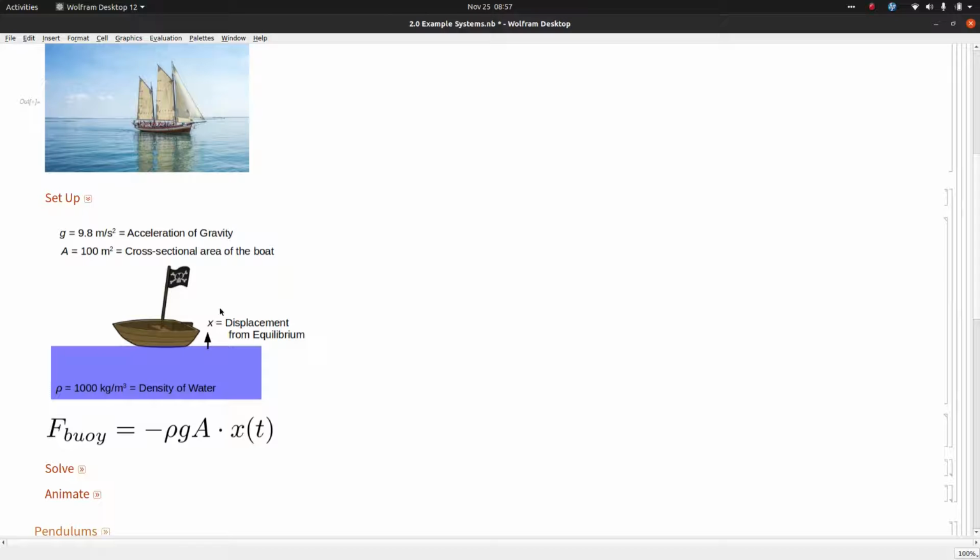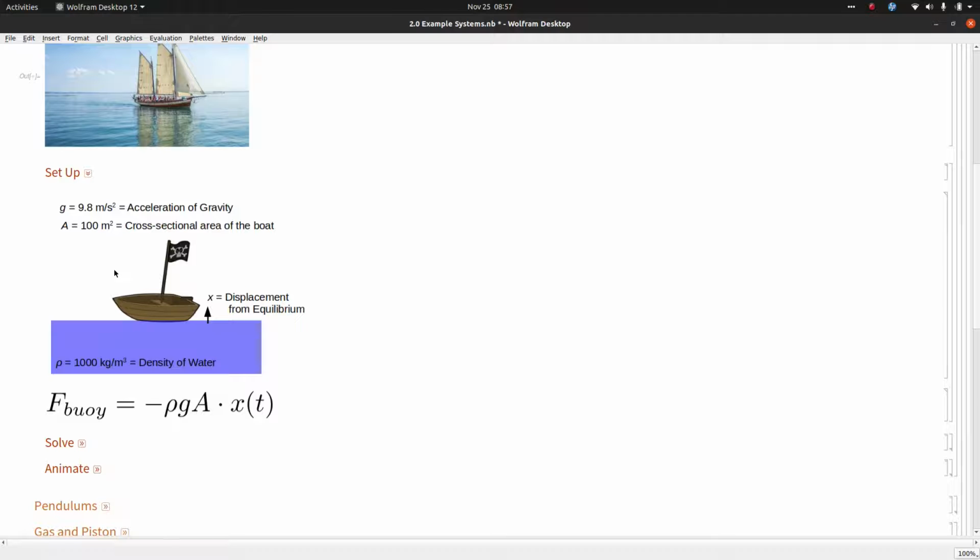We also have the acceleration of gravity g, which is 9.8 meters per second squared, which is going to be pulling the boat back down to its equilibrium position. And the boat has a cross-sectional area, so this is the area of the bottom of the boat, which I'm going to write as 100 meters squared.